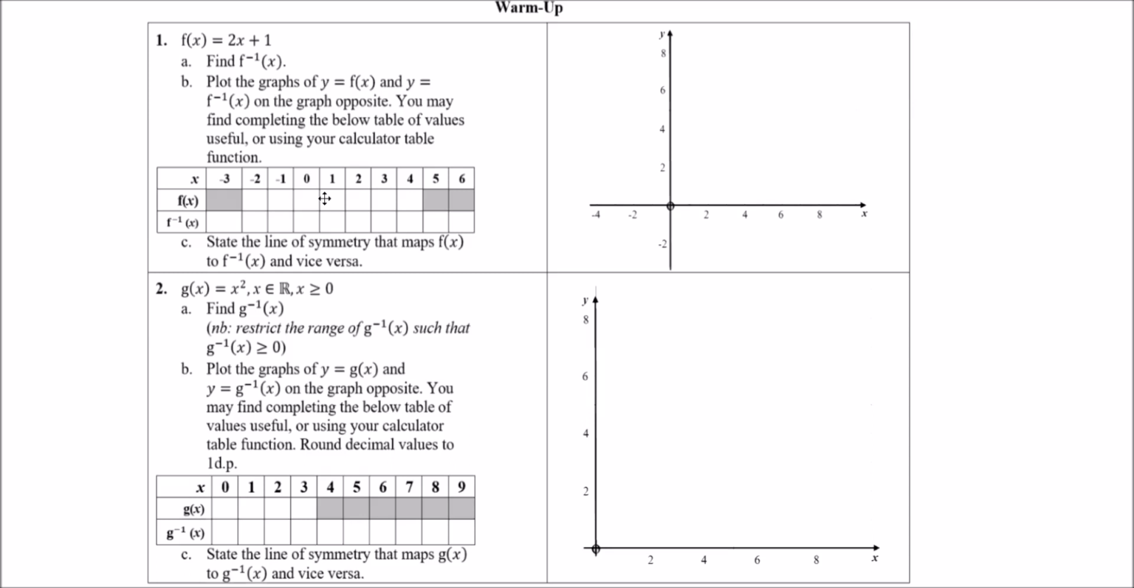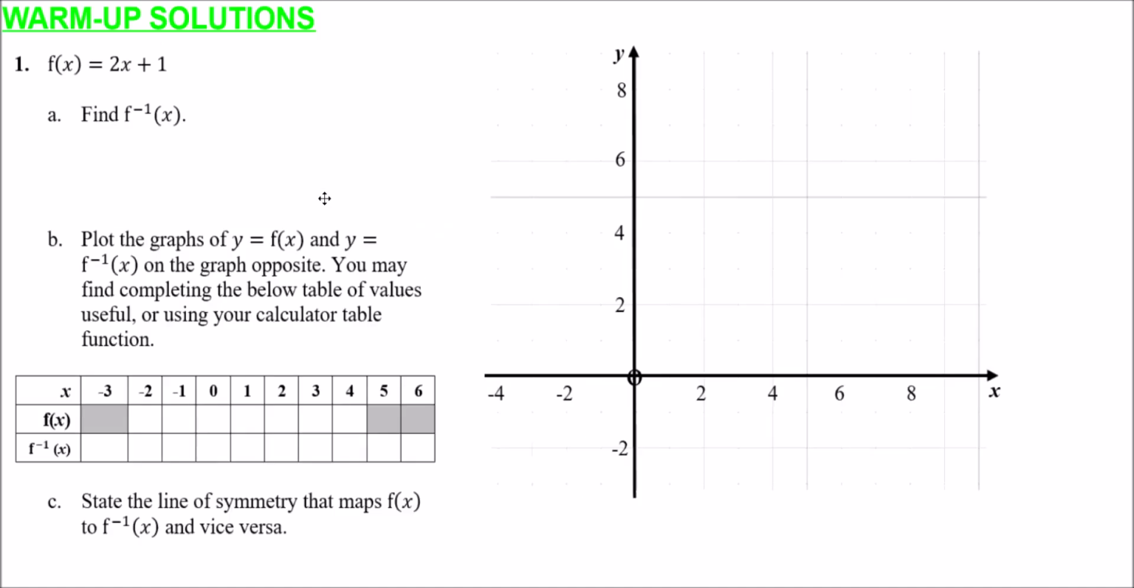So assuming you've had a go, let's have a look together at warm-up question 1. First off, f of x is 2x plus 1. We need to find the inverse, f minus 1 of x. The best way of doing this, in my opinion, would be to term f of x as y. So just let y equal 2x plus 1, and then we're going to make x the subject.